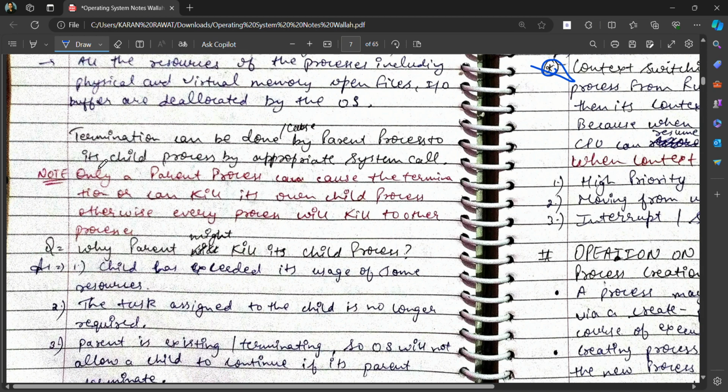We will discuss. In the note you can see that only a parent process can cause the termination, or kill, its own child process, otherwise every process would kill other processes. Listen to the word: only a parent process can kill, destroy, or terminate its child process, no other. Why no other? Because if it were so, every process would kill each other, and that will not be the case. It sounds very abnormal, and you are thinking why the parent process would kill its own child.